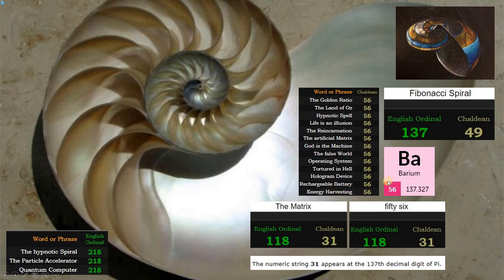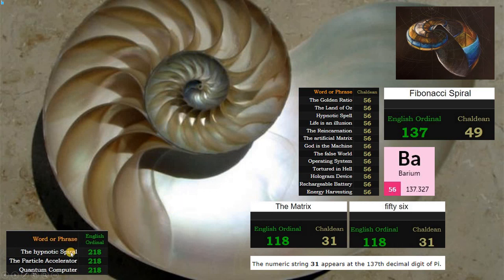Then 56 is 118 in English ordinal and 31 in Chaldean, matching exactly the matrix. Those two numbers are common with 56 and the matrix. And 31 appears at the 137th digit of pi, and we are back to the number of Fibonacci spiral. So we have this kind of loop, 137 linked to 56, 56 linked to 31, and 31 coming back to 137. So this spiral, of course, is a hypnotic spiral, and spirals are used for hypnosis.